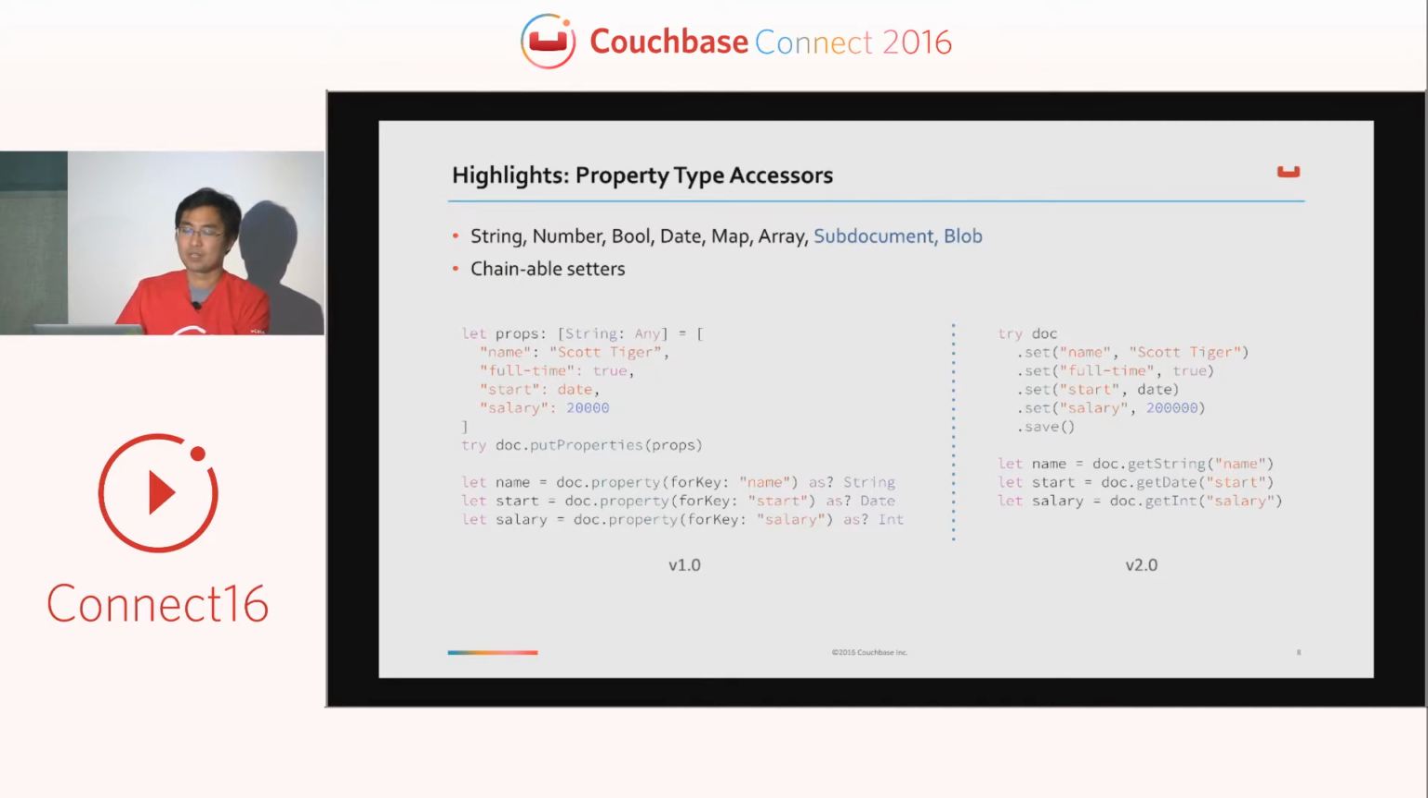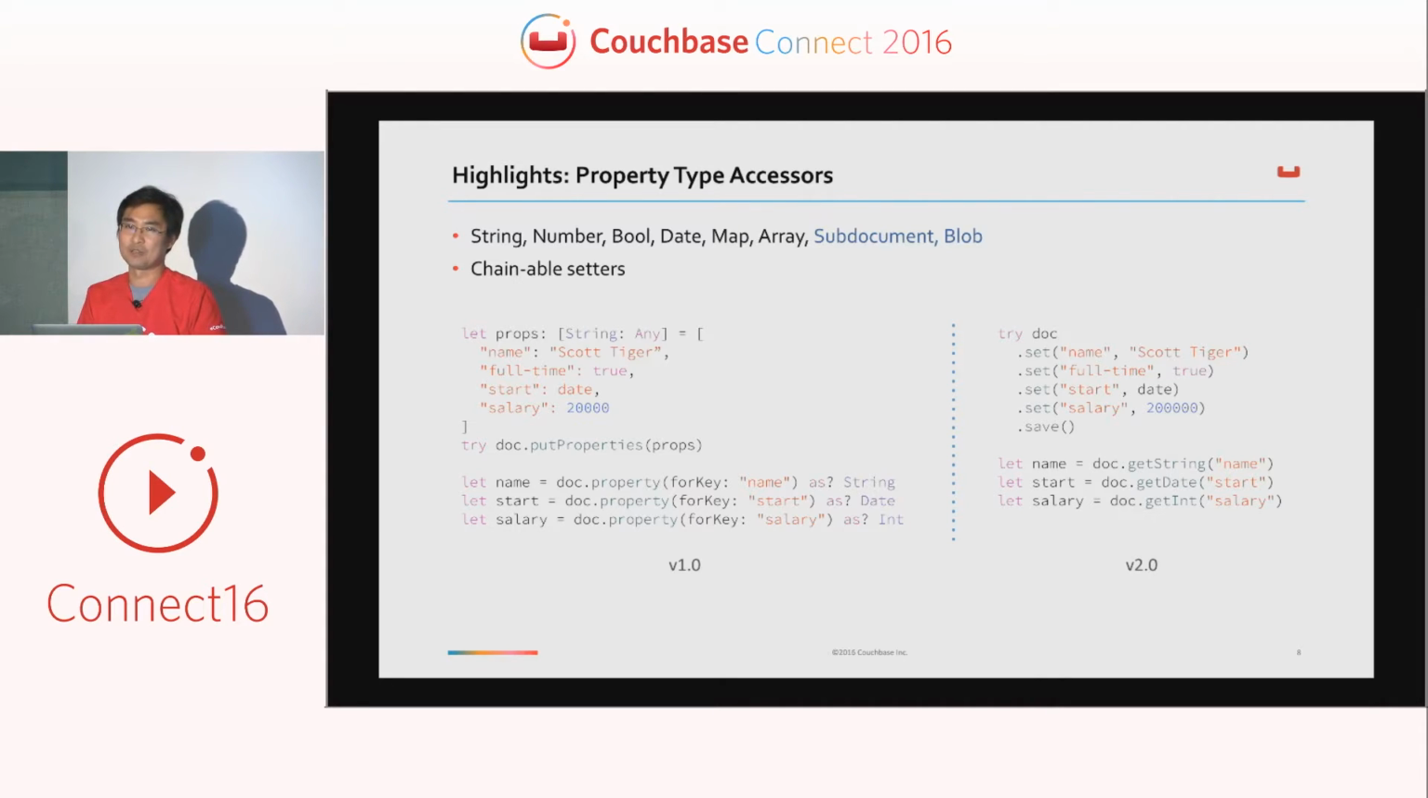And in 1.0, when you access the document content, you need to access it via the document properties, which is a pure dictionary. So you get the dictionary, you update it, and then you set it. But in 2.0, we introduce property type accessors so that you can access each property based on its type. And another thing is that the setter method can be chainable too.